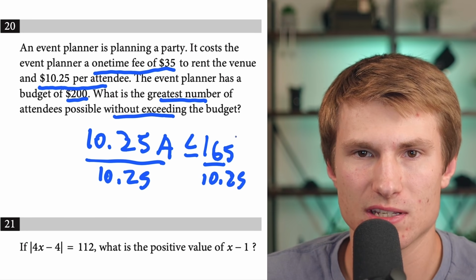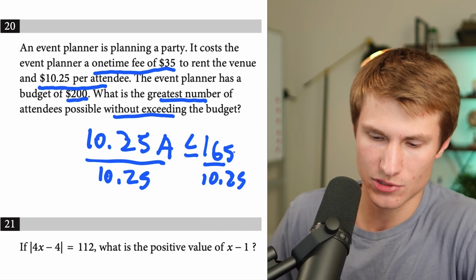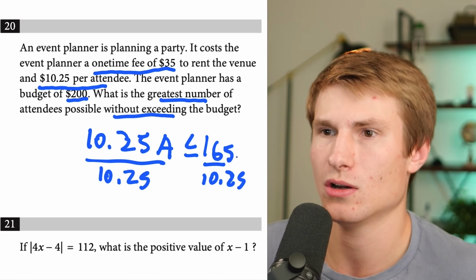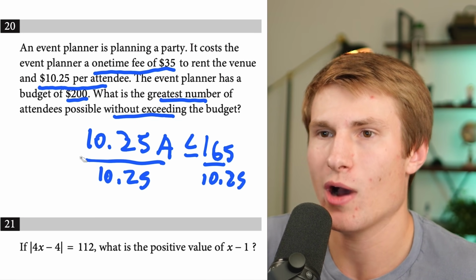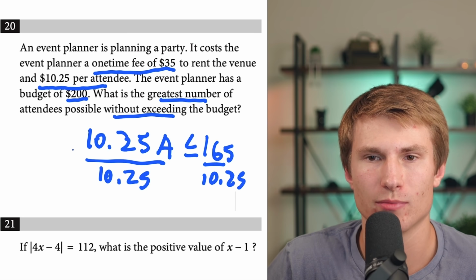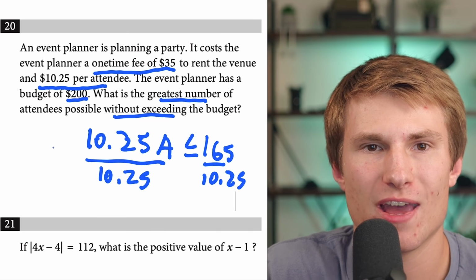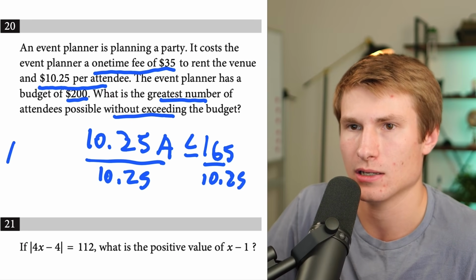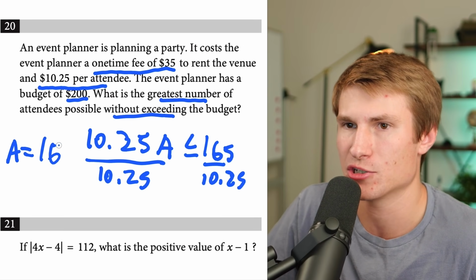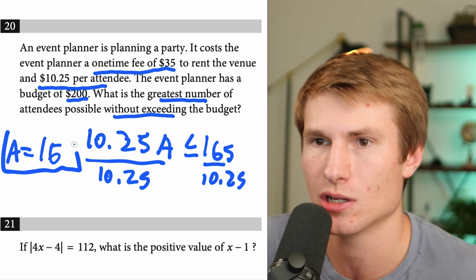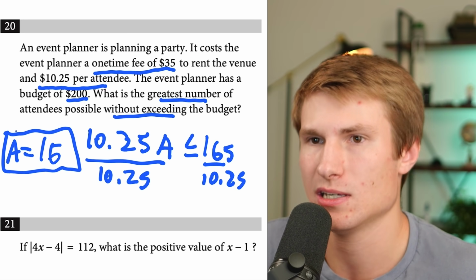Now, 165 divided by 10.25 is going to give me 16.09. Since I can't have a partial person and I can't go over my budget, I know that A must equal 16. I got that by using my calculator on the new digital SAT. You can use your calculator on the section. So our answer is A equals 16, so our answer would just be 16.